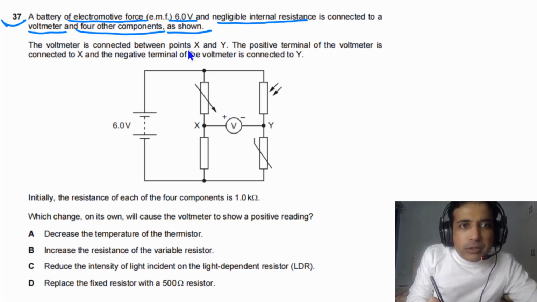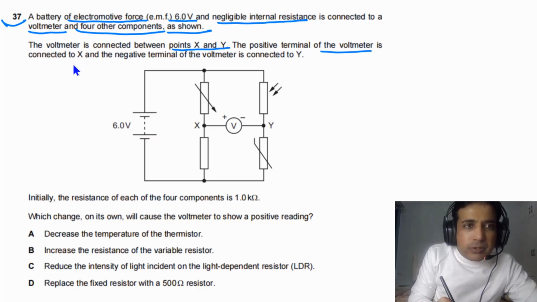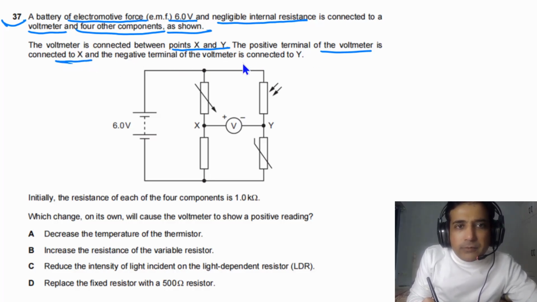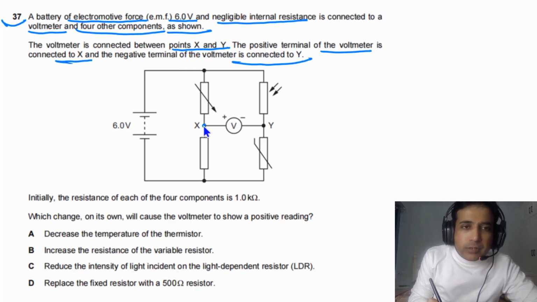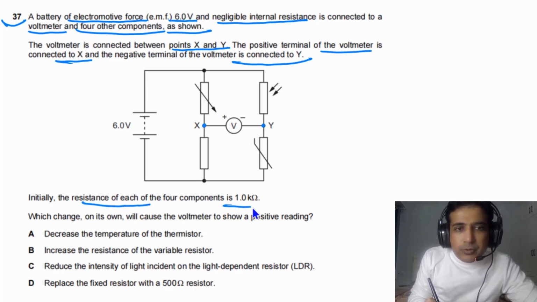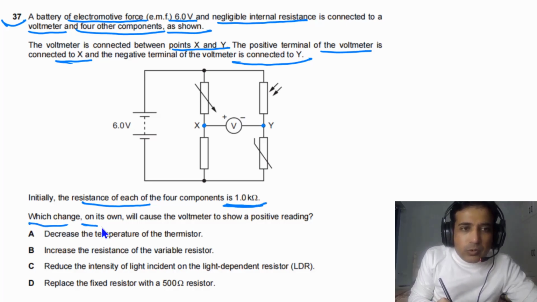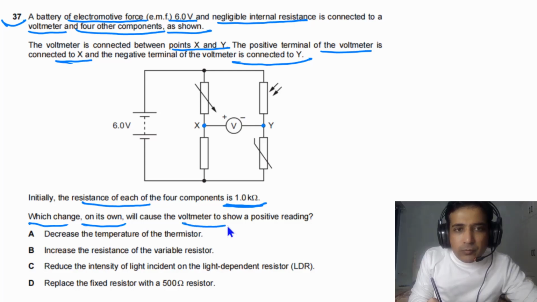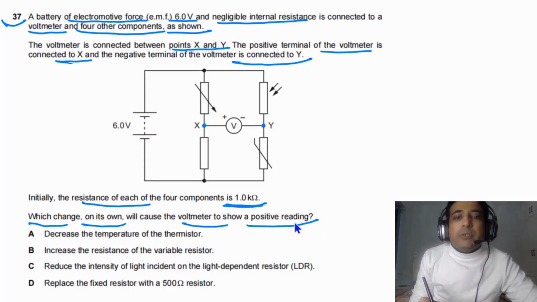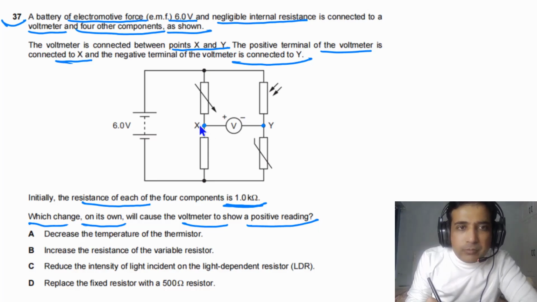The voltmeter is connected between points X and Y. The positive terminal of the voltmeter is connected to X and the negative terminal is connected to Y. As you can see here, positive is connected to X and negative is connected to Y. It is also given that the resistance of each of the 4 components is 1.0 kilo ohms. Which change on its own will cause the voltmeter to show a positive reading? Positive reading means that this potential has to be greater than this one.